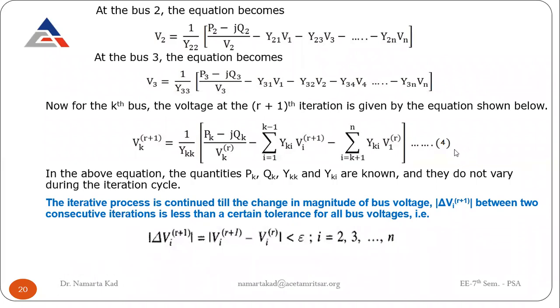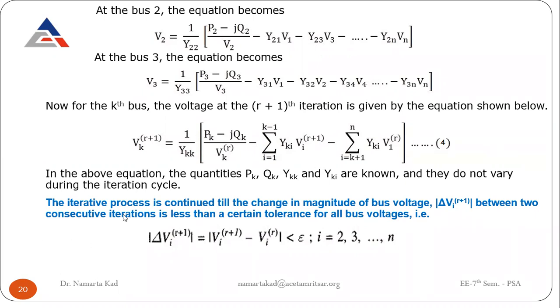Mark this equation as number 4 now. Here r is the previous iteration and r+1 is the current iteration. In the above equation, the quantities Pk, Qk, Ykk and Yki are known. These are the known quantities and they do not vary during the iteration cycle. These remain fixed in each iteration.